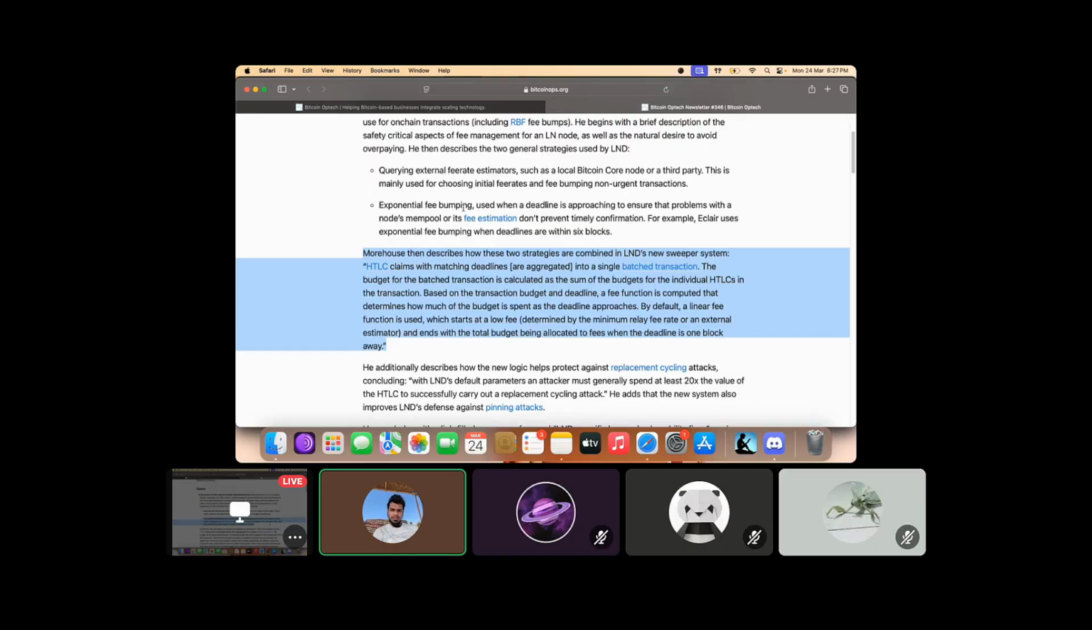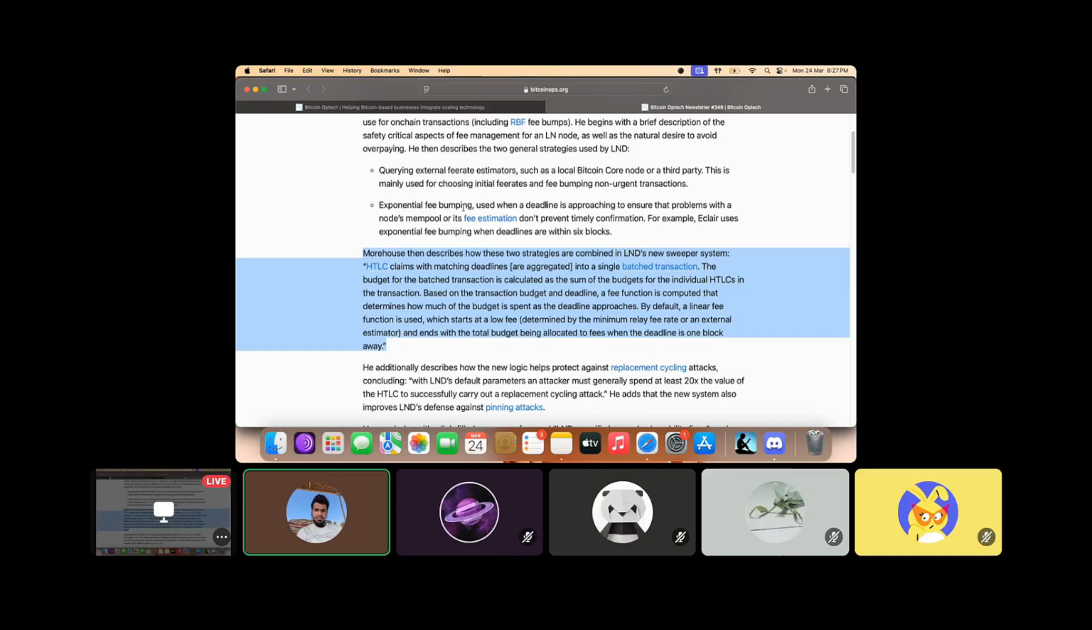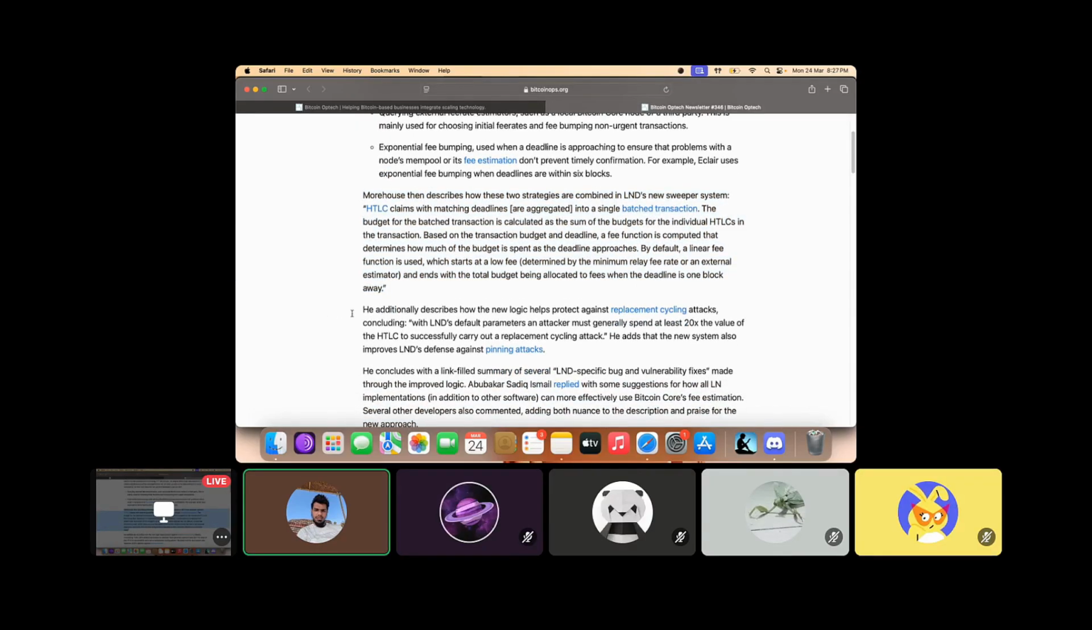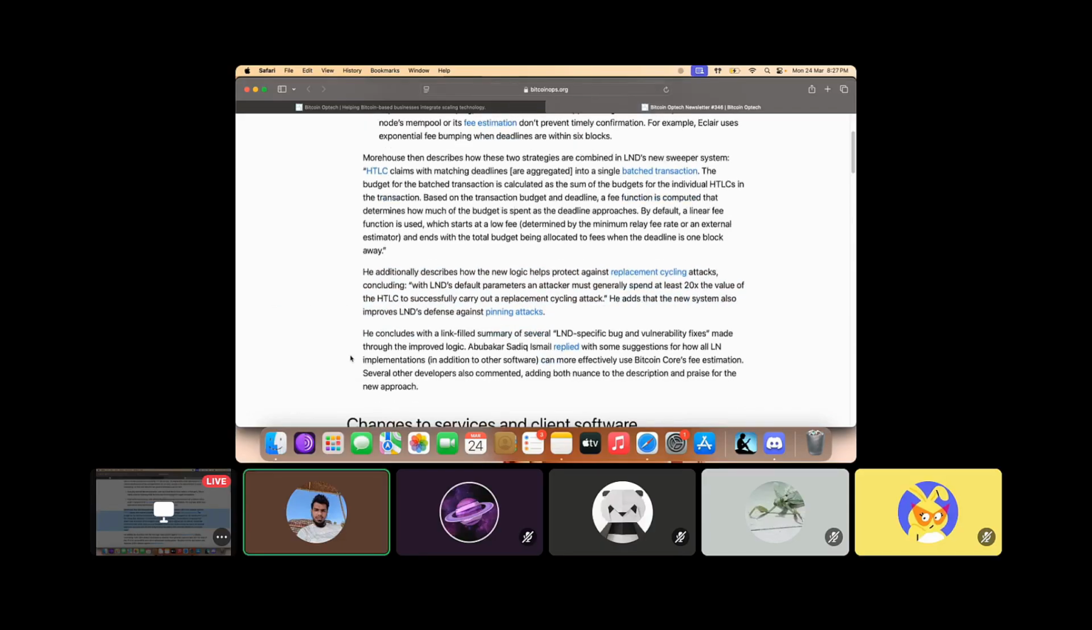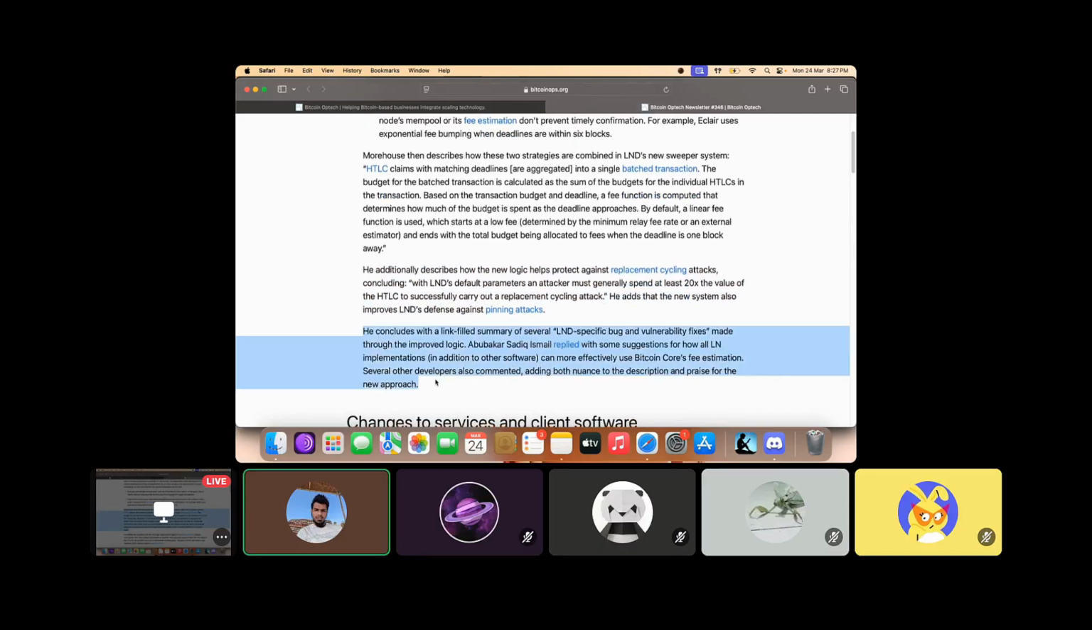And at the same time, you can use both of these mechanisms, querying external fee rate estimators and exponential fee bumping. He additionally describes how the new logic helps protect against replacement cycling attacks, concluding with LND's default parameters, as an attack must generally spend at least 20x the value of the HTLC to successfully carry out a replacement cycling attack. He adds that the new system also improves LND's defense against spinning attacks. He concludes with a link-filled summary of several LND-specific bug and vulnerability fixes made through the improved logic.